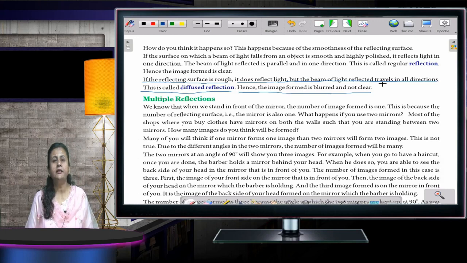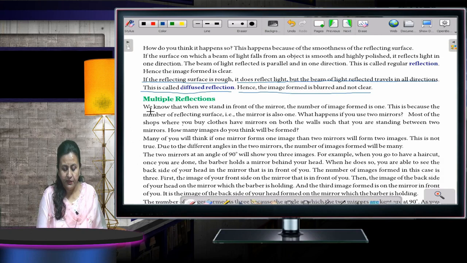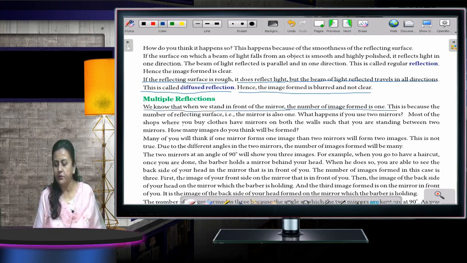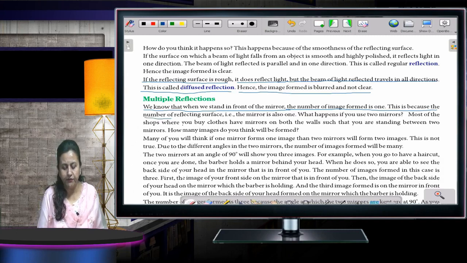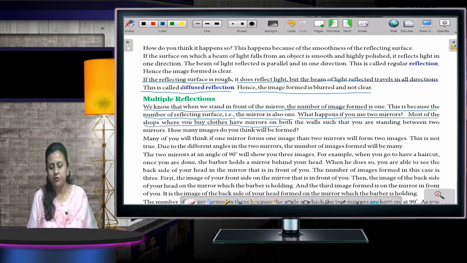Fine. Now multiple reflections. What is multiple reflections? We know that when we stand in front of the mirror, the number of images formed is 1. This is because the number of reflecting surfaces, that is the mirror, is also 1. Now what happens if you use 2 mirrors? Most of the shops where you buy clothes have mirrors on both the walls, such that you are standing between 2 mirrors. How many images do you think will be formed?